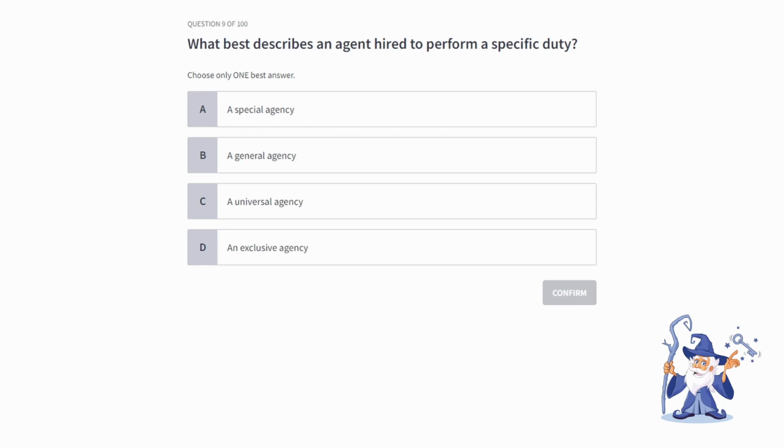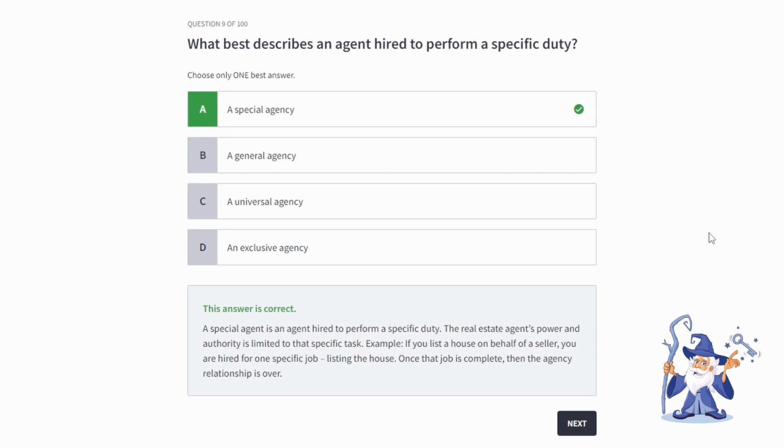Alrighty, so what is the correct answer for this one? Well, it's going to be A. That's right, a special agency. Fun little story about that. We literally just posted an article on our website about that today. So it's a coincidence that we got this question. Anyways, a special agent is an agent hired to perform a specific duty. The real estate agent's power and authority is limited to that specific task.